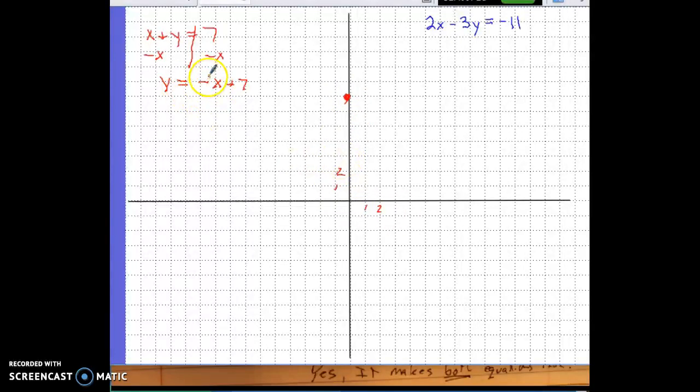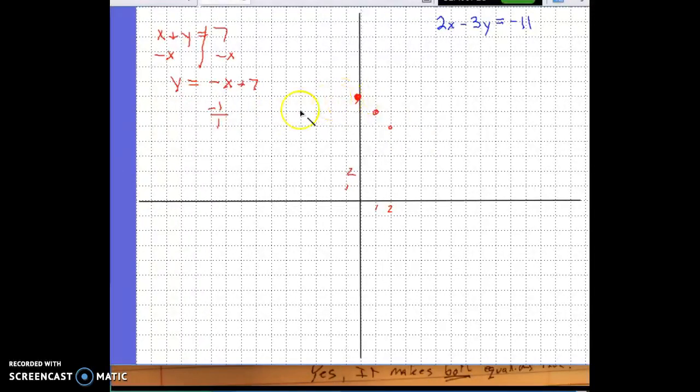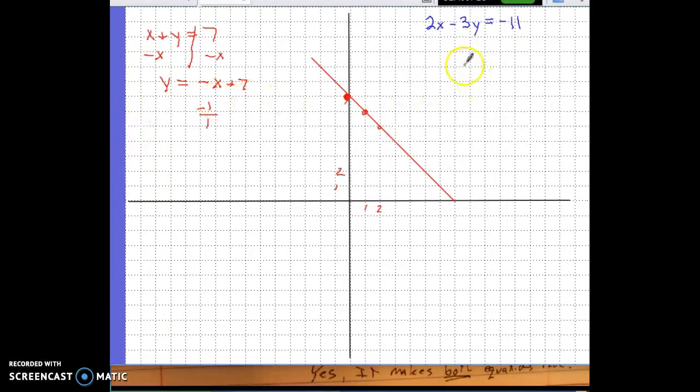My slope is negative 1. As a fraction, that would be negative 1 over 1, so my rise and run. So from this point, I'm going to rise a negative 1, or down 1, and then run 1. So here is my line. If I graph that, I have my line. Okay. So there we go.